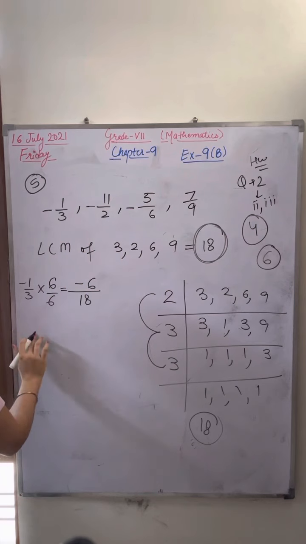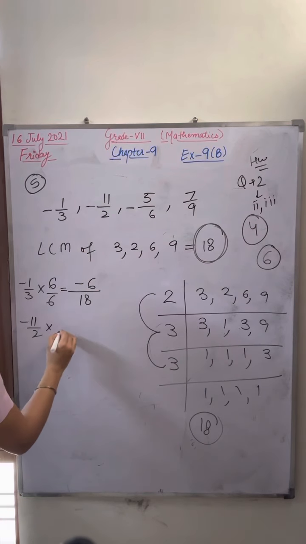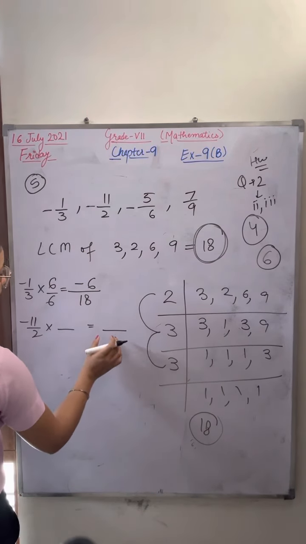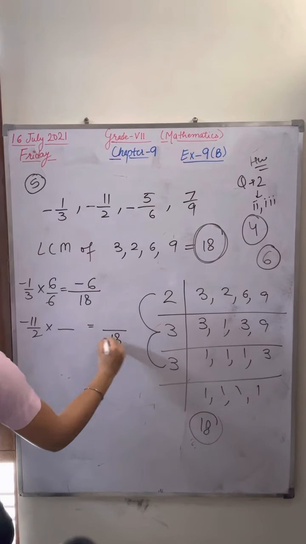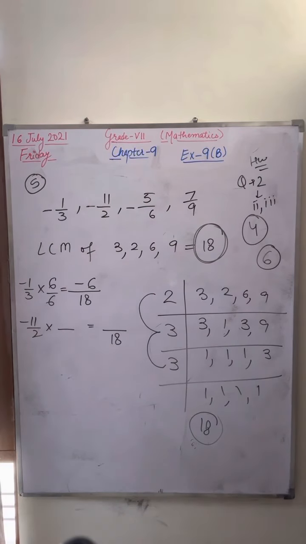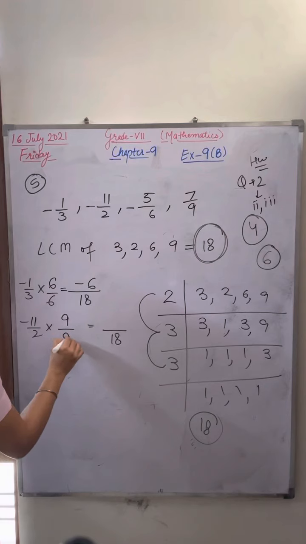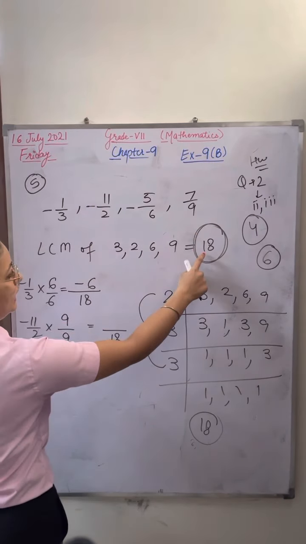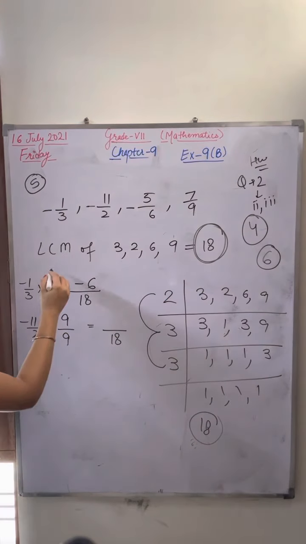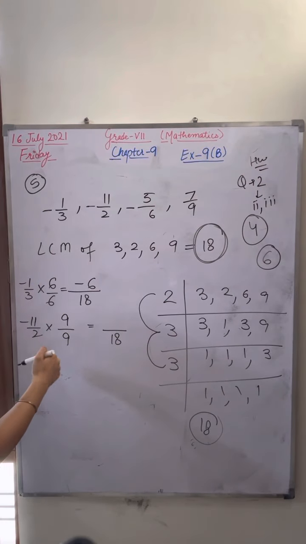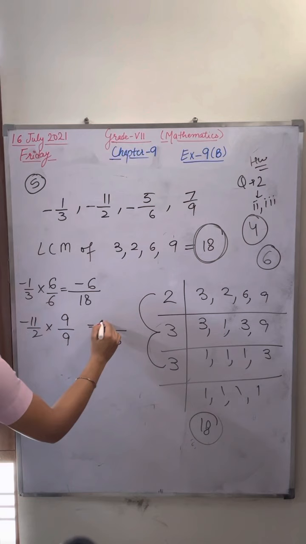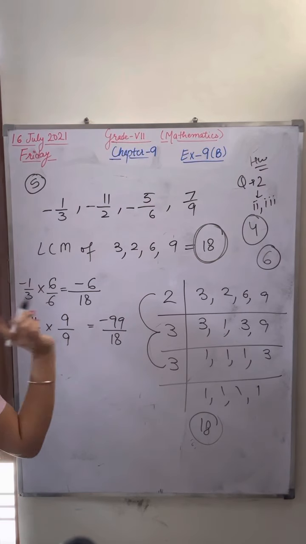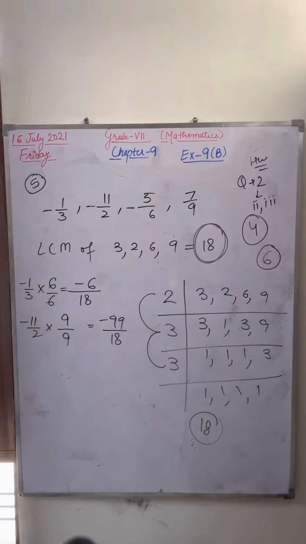Second one, minus 11 upon 2. Multiply by which number so that the denominator will be 18? By 9. Very good. 9 here, 9 here. You have to make these denominators 18, so you multiply and divide by that kind of number. 11 nines are 99 and 2 nines are 18. Now we have the same denominators.